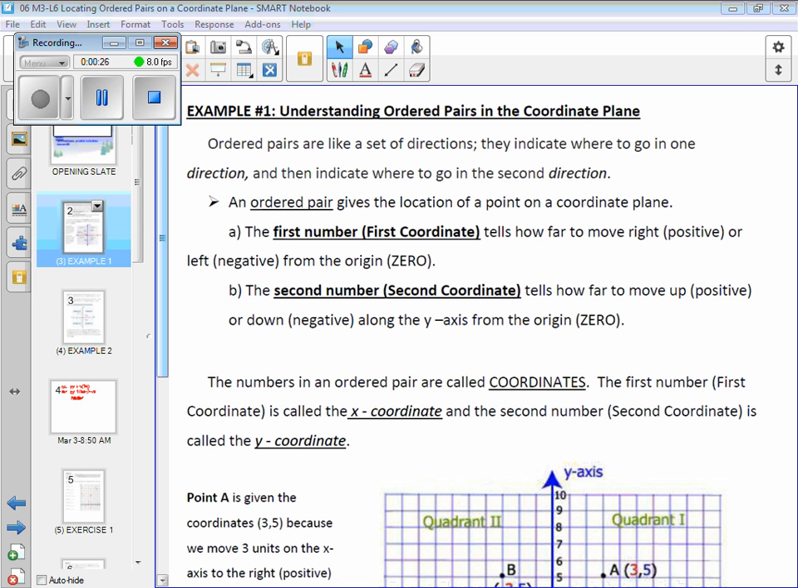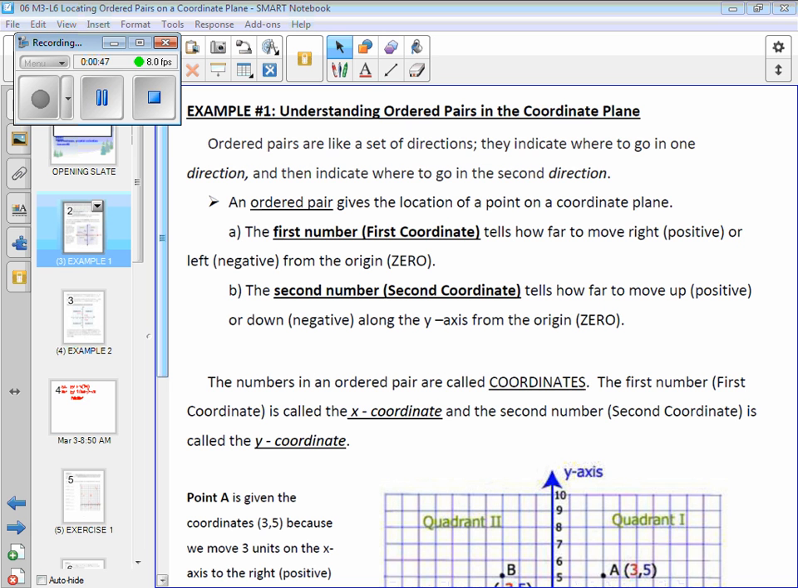Ordered pairs are sort of like directions. They indicate where to go in one direction and then where to go in a second direction. Okay? An ordered pair gives the location of a point on a coordinate plane. That's what this sheet is called from here on out. We're going to call this the coordinate plane. And there's an example at the bottom of that page as well.